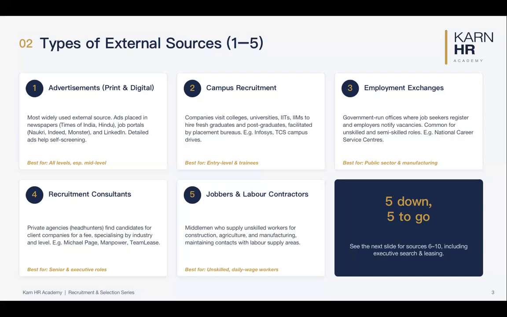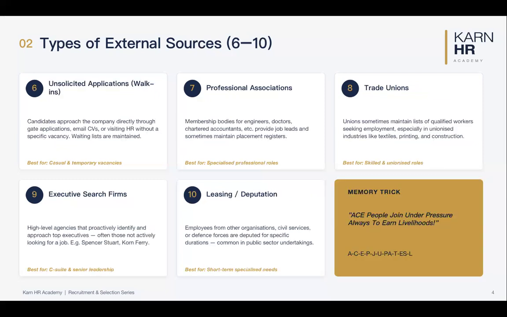Now we will talk about the professional associations. Professional associations are organizations formed by members of a specific profession. They often maintain members' databases and job boards. The functions of this professional association are networking and placement assistance, professional development, and job reference. Examples of this are the Human Resource Professional association and the National Institute of Personnel Management.